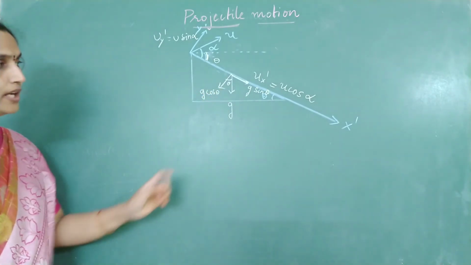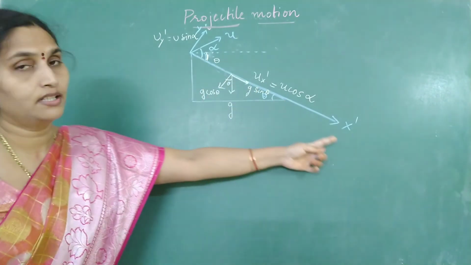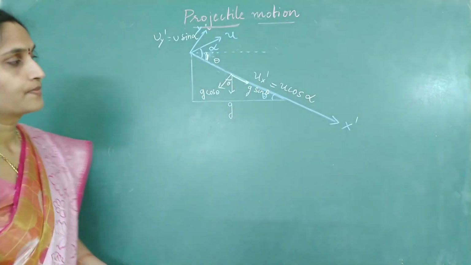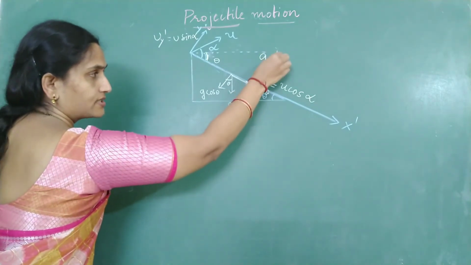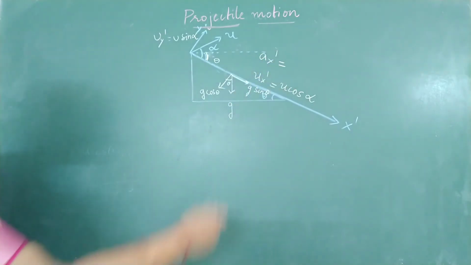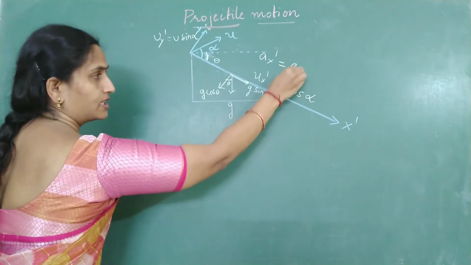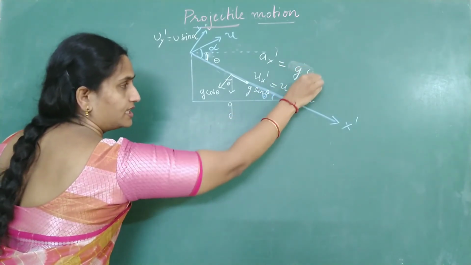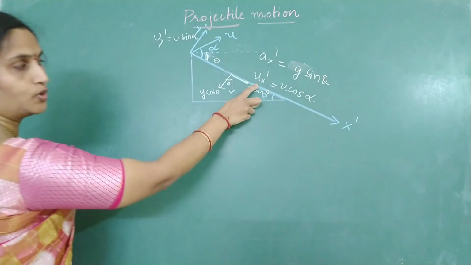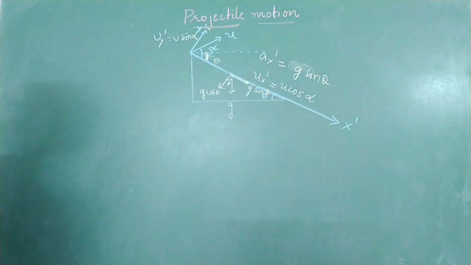Now look at it: g sin theta is acting in the x dash direction. So what should be the acceleration along the x dash axis? Since it is in the direction, I'll take it as positive. It is g sin theta. See, we have got ux dash and ax dash.